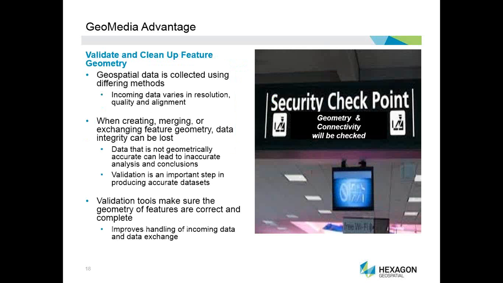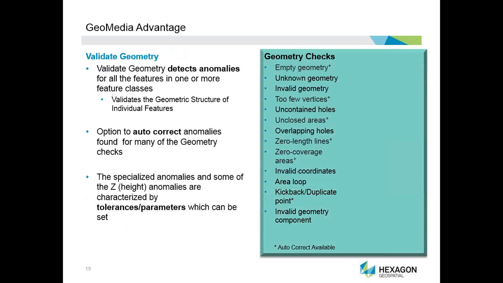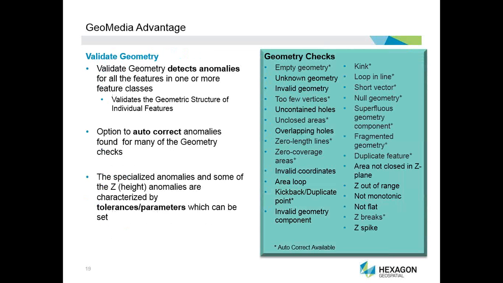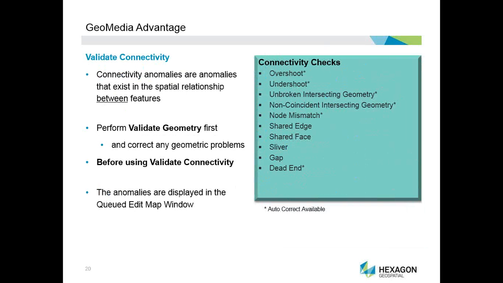We also now have, with GeoMedia Advantage, validation and cleanup of feature geometry. So we're now able to validate geometry and tidy it up. With validate geometry, you can check for empty geometries, unknown geometry, kinks, duplicate features, out of range, splices, all sorts of things like that. We also have the ability to validate connectivity. Connectivity anomalies are anomalies that exist in the spatial relationship. It is recommended that you do your validate geometry first and then run your validate connectivity. And there's a new queued edit map window that allows you to trawl through all these connectivity issues, see each one individually and step through them.